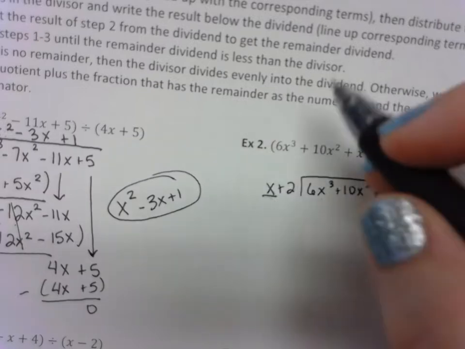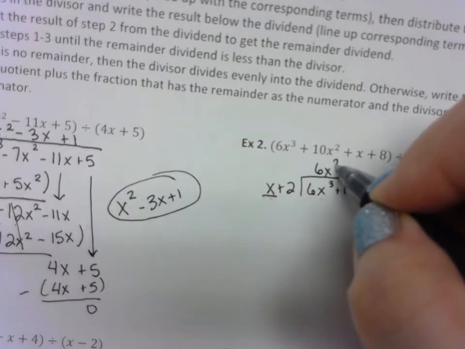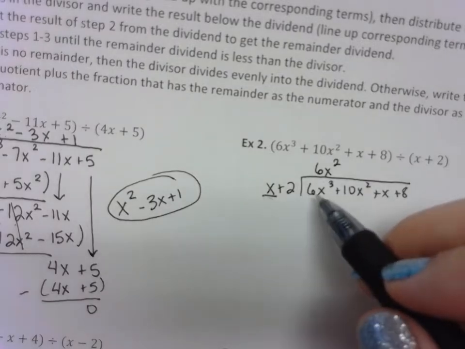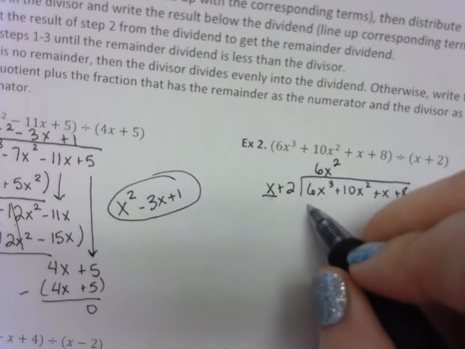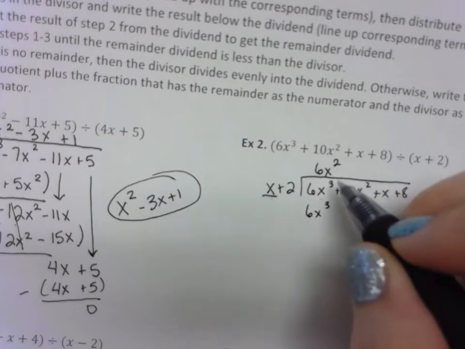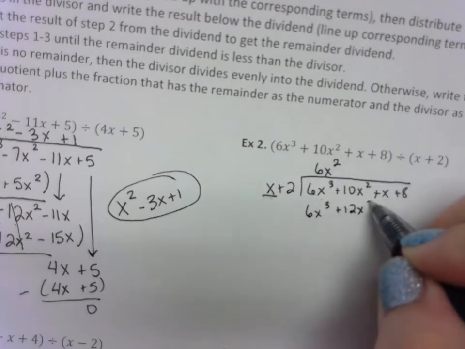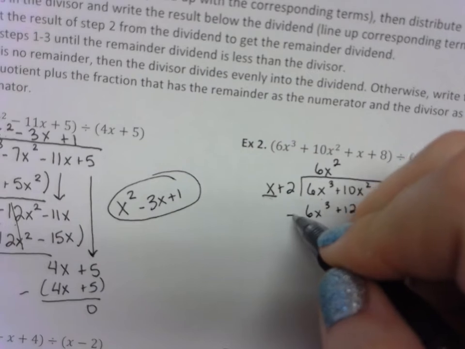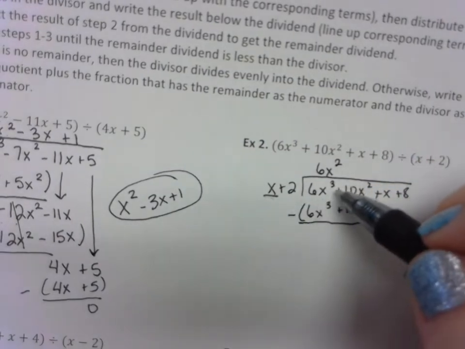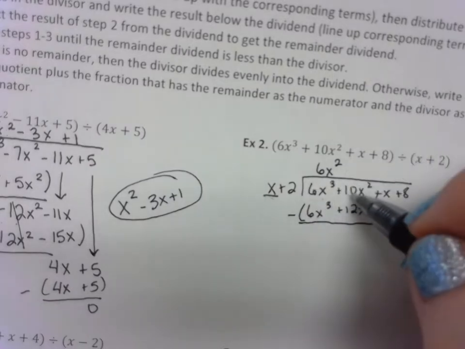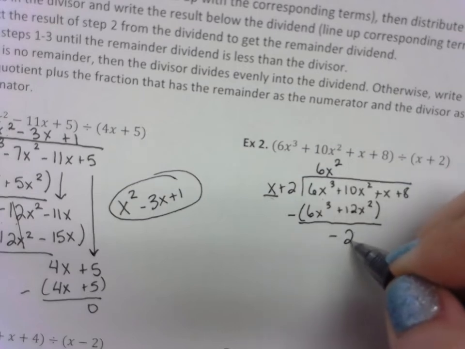Well, we're definitely going to need the 6. And we only have one x here. We need 3, so I need 2 more. Now that I've asked that question, I need to multiply it back through. So 6x squared times x will give me 6x cubed. And then 6x squared times 2 gives me 12x squared. But remember, I'm subtracting all of that. So 6x cubed minus 6x cubed, that's going to cancel. 10x squared minus 12x squared, that's going to give me a negative 2x squared.